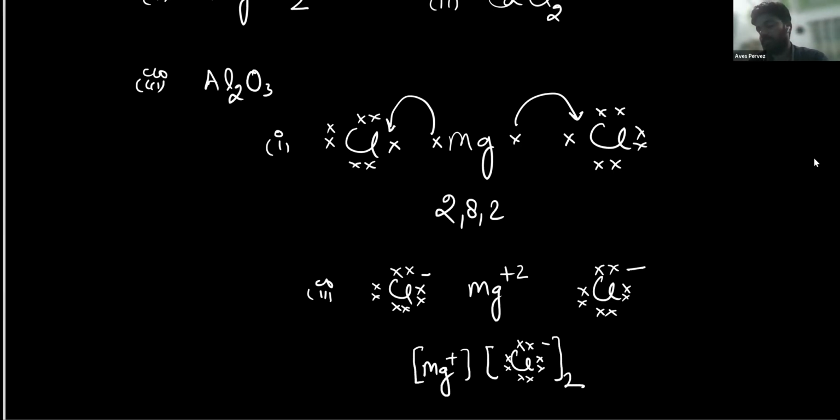Sir, in the last step, why don't we write Mg2+ in the bracket? Oh, beta, I forgot this one. Yes, yes, yes. We have to write here 2+. Okay, okay, sir.